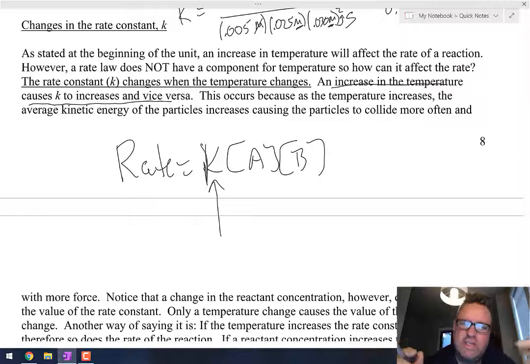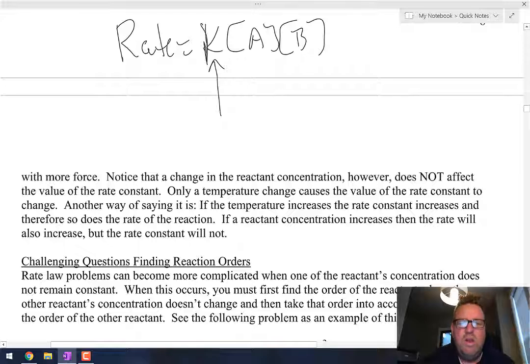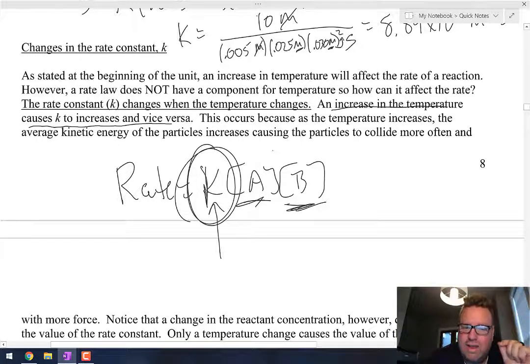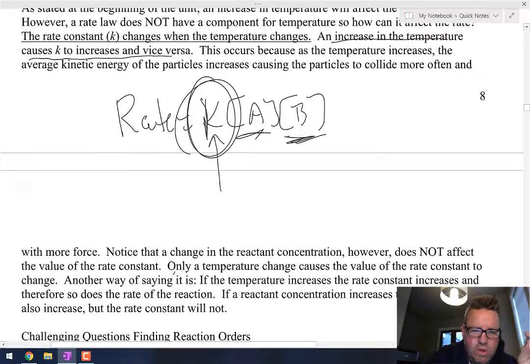This occurs because as the temperature increases, the kinetic energy of the particles also increases. We know the particles collide more often and with more force. We've already learned that. Notice that a change in the reactant concentration, however, does not affect the value of the rate constant. Which means if you change this or you change this, that does not change this at all. They try to trick you with questions like that. The only thing that changes the rate constant is temperature. That's what you need to remember. Only a temperature change causes the value of the rate constant to change.